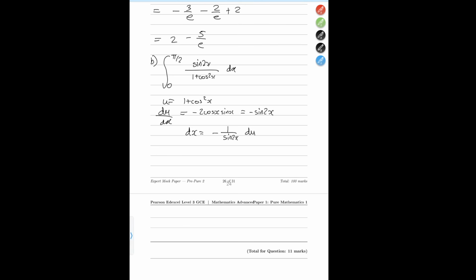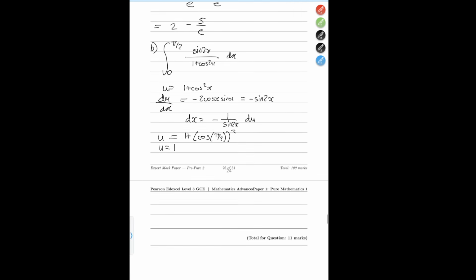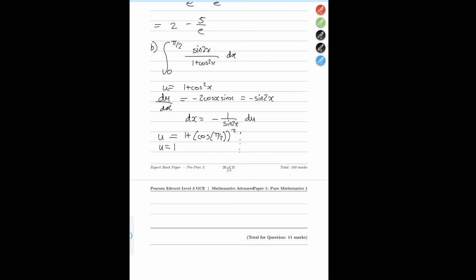Before we put this back into the integral, we have to remember to adjust our bounds. So if we have our bound as pi over 2, we know that u equals 1 plus cos of pi over 2 whole squared. Cos of pi over 2 is 0, so u is going to be 1. Our upper bound will be 1. If we try now using x equals 0, u equals 1 plus cos of 0 whole squared. Well, cos of 0 is 1, so it'll be u equals 2.